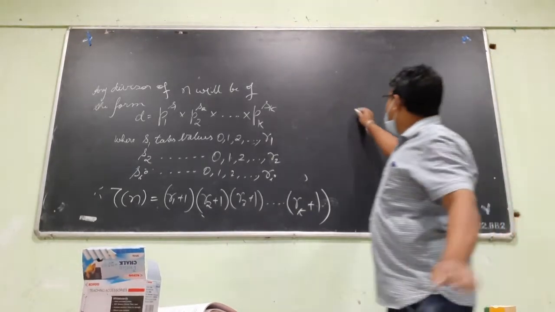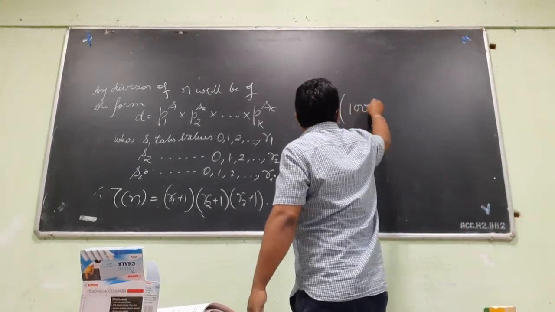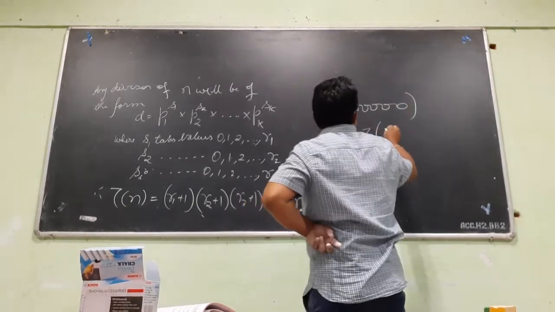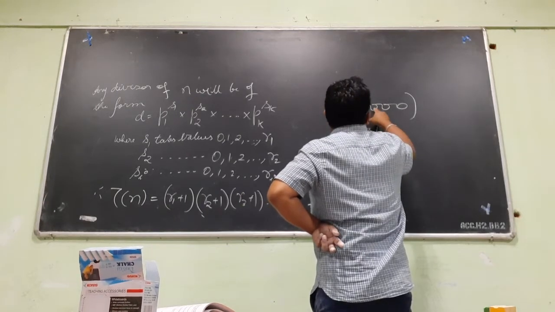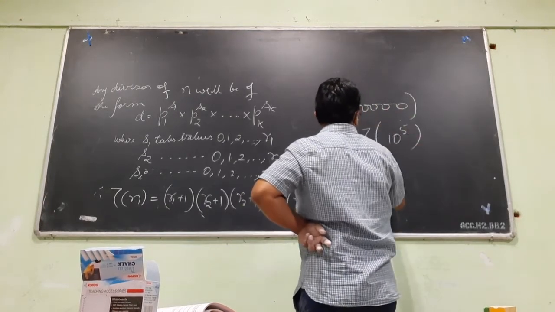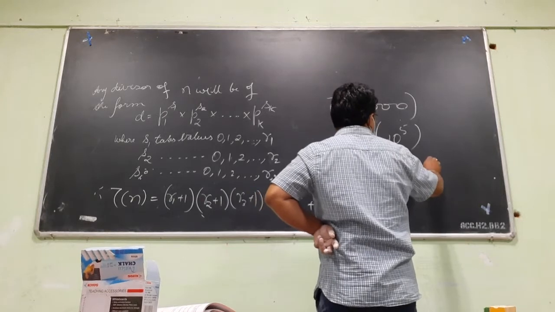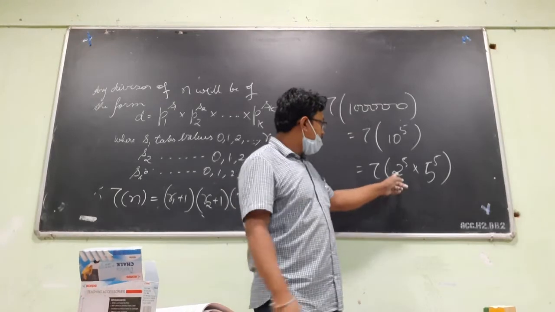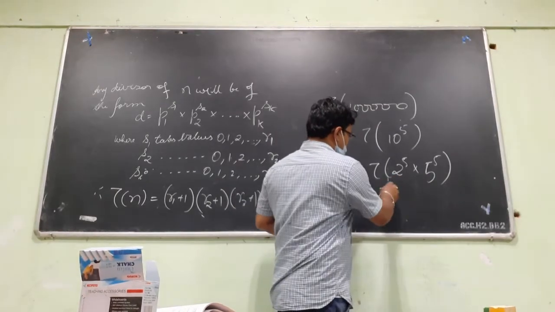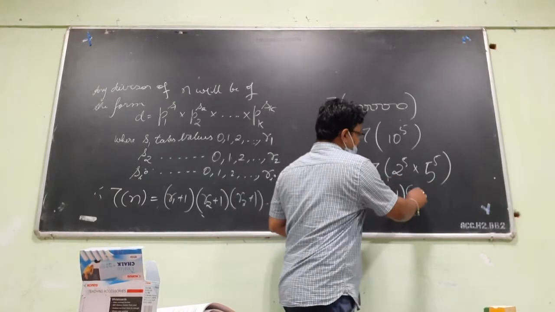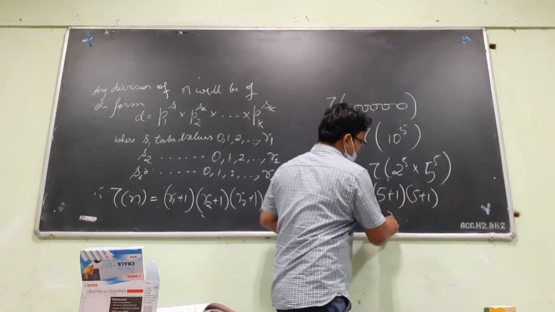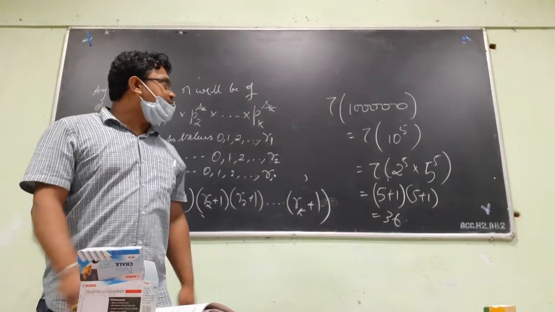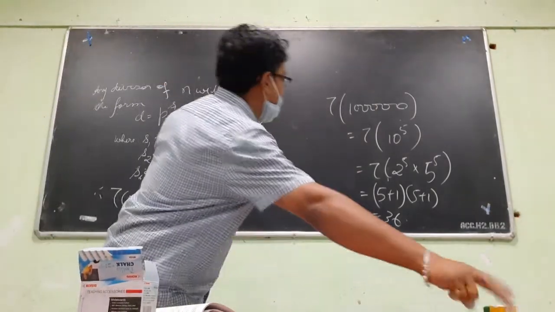Right. So immediately we can do something like this. What will be this? This is tau of 10 to the power 5. So this is tau of 2 to the power 5 multiplied with 5 to the power 5. It is in canonical form now because 2 and 5 are prime numbers. So the number of divisors will be 5 plus 1 into 5 plus 1. So this number has exactly 36 divisors.